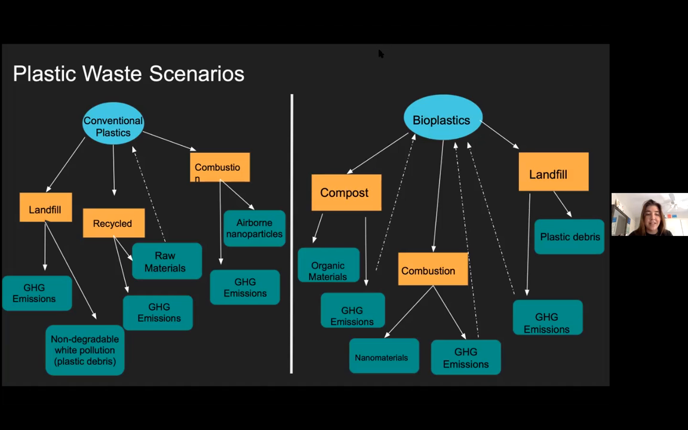These flowcharts outline the different waste scenarios for conventional and bioplastics and the different outputs of each scenario. As you can see, bioplastics still have toxicity issues. However, unlike petrochemical plastics, they become more of a feedback loop because the greenhouse gas emissions can be reabsorbed by bioplastic sources.